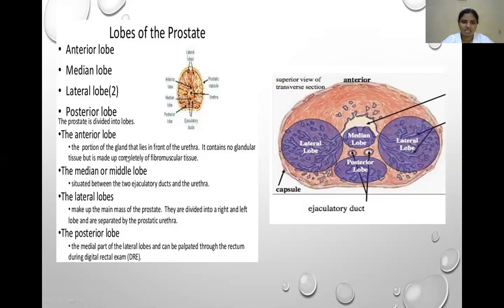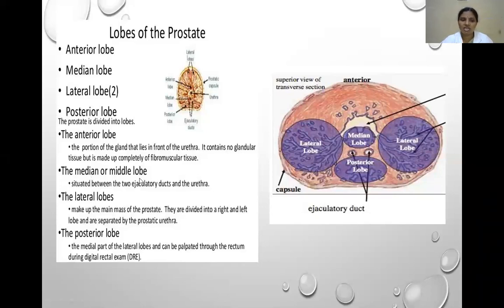So what is the anterior lobe? The portion of the gland that lies just in front of the prostatic urethra. See, this is the urethra, and in front of that is the anterior lobe. What is the importance here? It is made up of fibromuscular tissue, with only a few mucus secreting glands. So the prostatic glands are not present; only mucus secreting glands are there. And what is the predominant tissue present here? Fibromuscular stroma. So this lies just in front of the prostatic urethra, which is known as the anterior lobe.